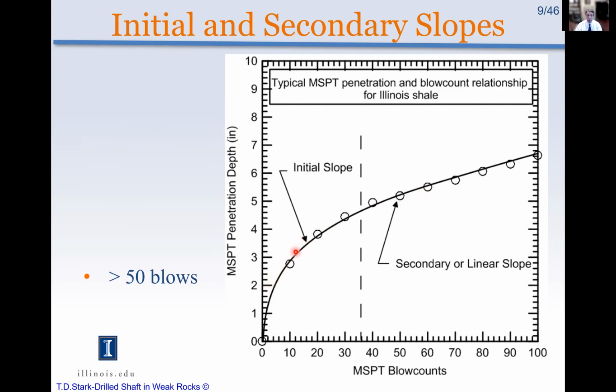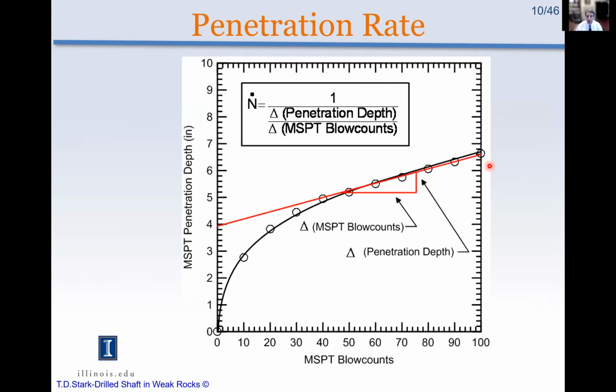So you get a little bit of penetration, and then you're on virgin rock or weak rock, and that's when the relationship gets linear. So we're going to take the slope of this secondary portion right here. This is going to be called N rate or N dot. We now really use N rate, and it's 1 over the penetration depth divided by the number of blow counts that you take the slope over.